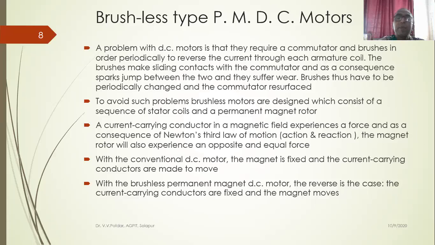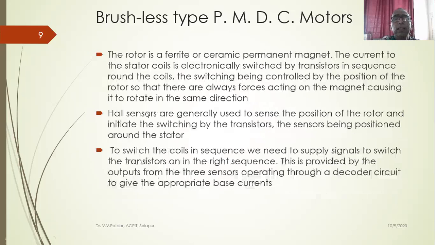Whereas in brushless type, the magnets are rotating, the rotor is rotating, and I am providing the current carrying conductors on the stator. With the brushless permanent magnet DC motor, the reverse is the case. The current carrying conductors are fixed as the stator, and the magnet moves as a rotor. This we already see. The rotor is a ferrite or ceramic permanent magnet.